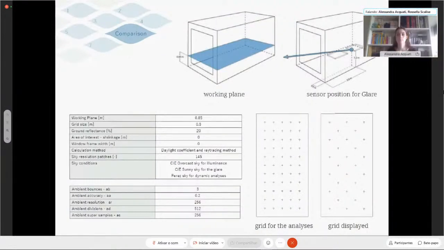In this slide are shown the inputs and parameters used for the analysis, and from the images it is possible to see the working plane area, the sensor position for the glare, and the grids used for the daylight calculation, one for the analysis and the other one to display the results.